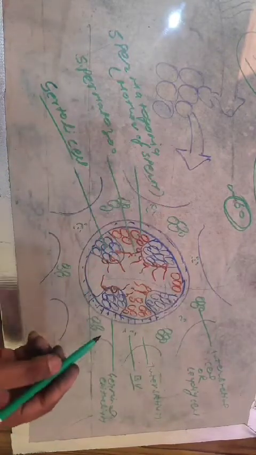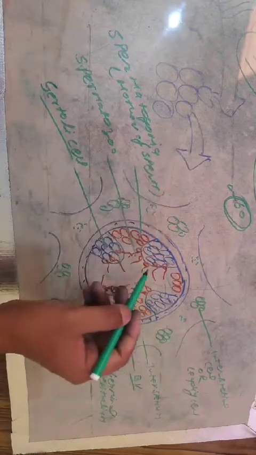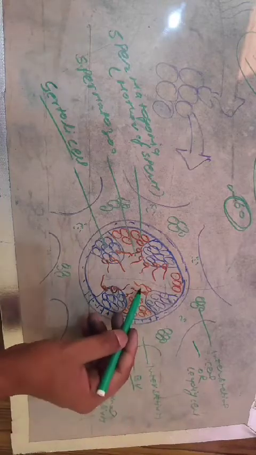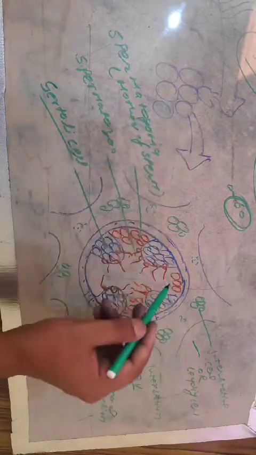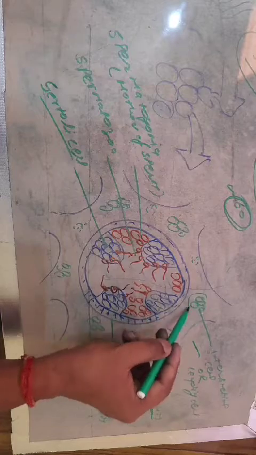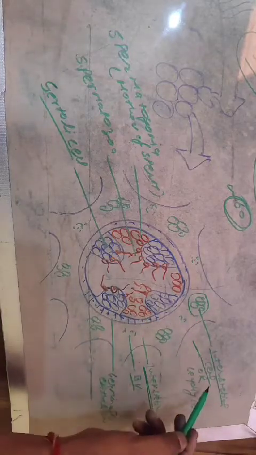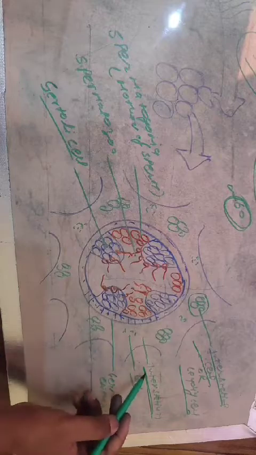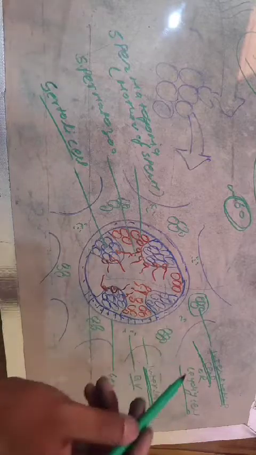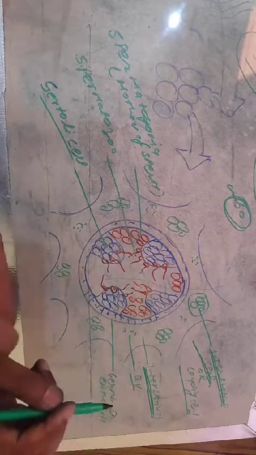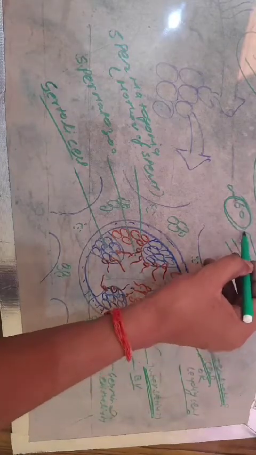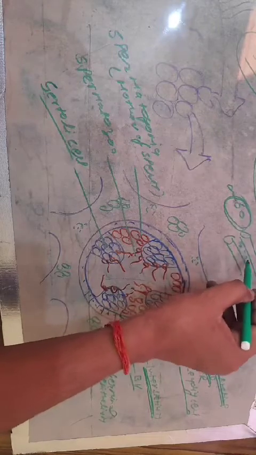When you make the TS of testis, there is a gap between two seminiferous tubules. Suppose that this is one seminiferous tubule, this is another seminiferous tubule. Then there is a gap. This gap is known as interstitium. In the interstitium, a cluster of very special cells is known as interstitial cells or Leydig cells. The interstitium is the space, and interstitial cells are the specific cluster of cells found in between the two seminiferous tubules. That is the gap between the one tube and another tube.